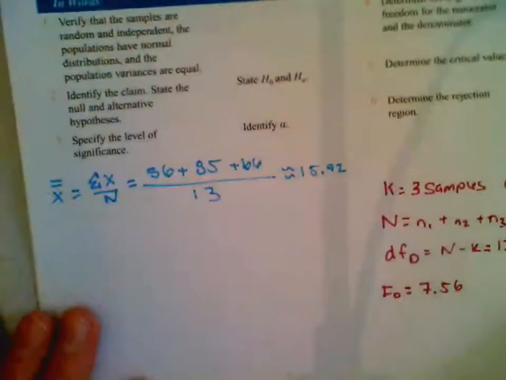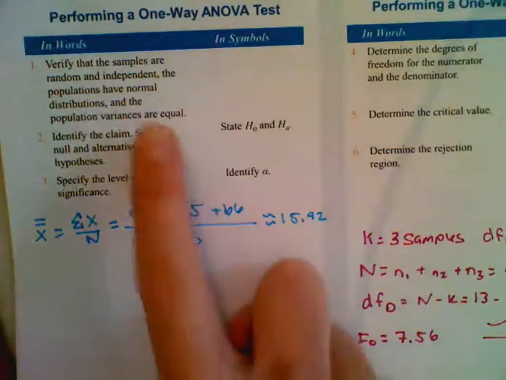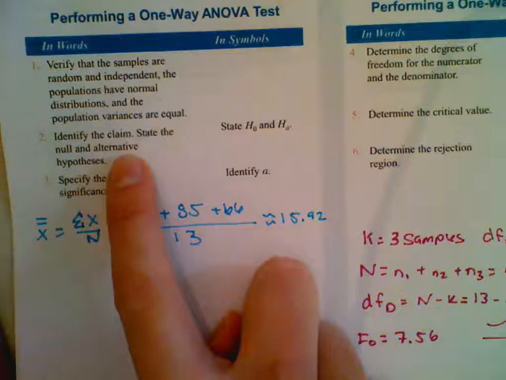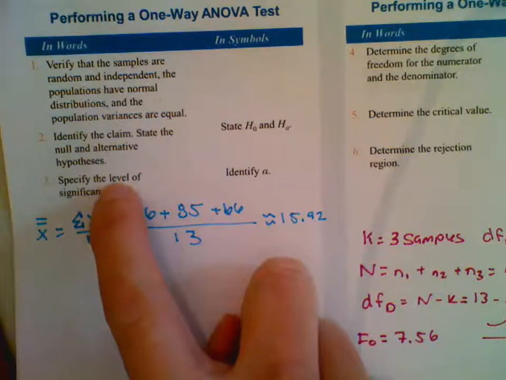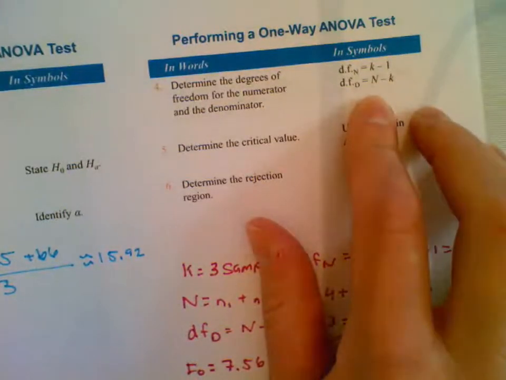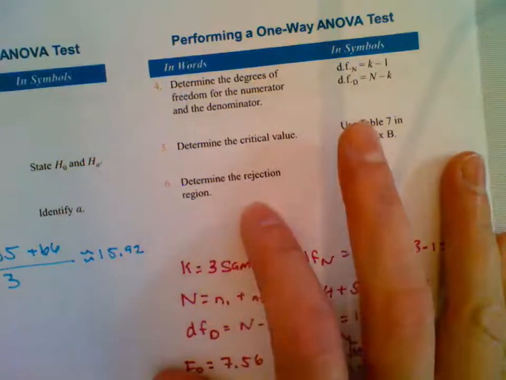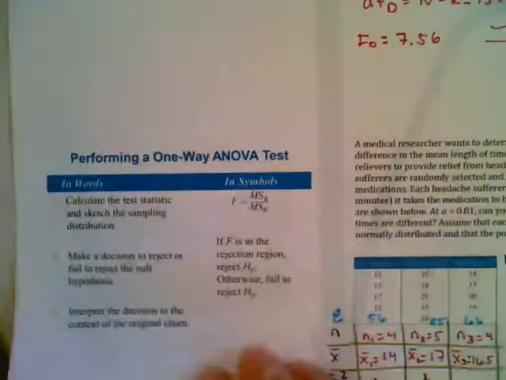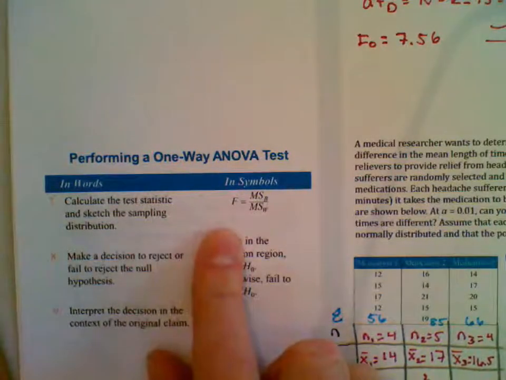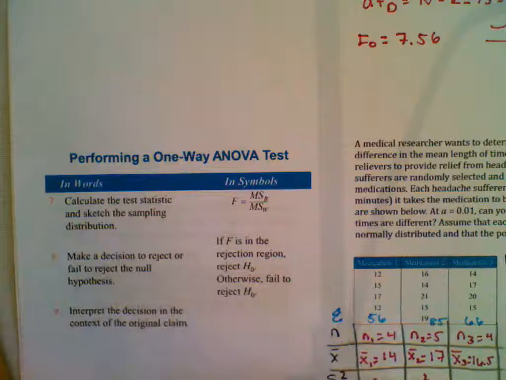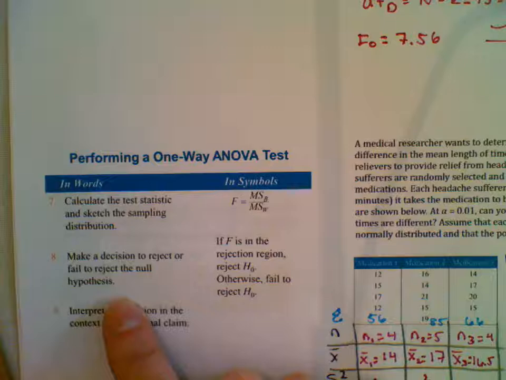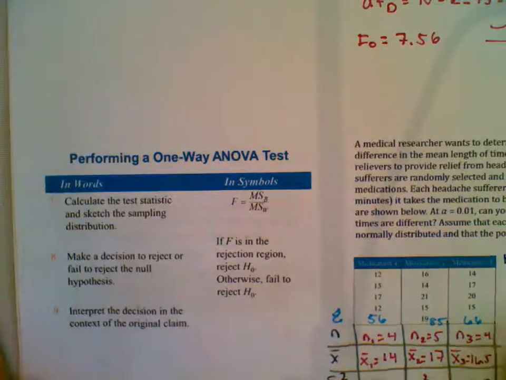Okay. All right, so just like before, you're going to perform all your verifications, state your null and alternative, identify your claim, determine your degrees of freedom, determine your critical value from the calculator, and then determine your rejection regions. From there, you're going to calculate your test statistic, okay, and determine if it's in the rejection region, and then write your sentence. Okay, so let's go ahead and look at an example.